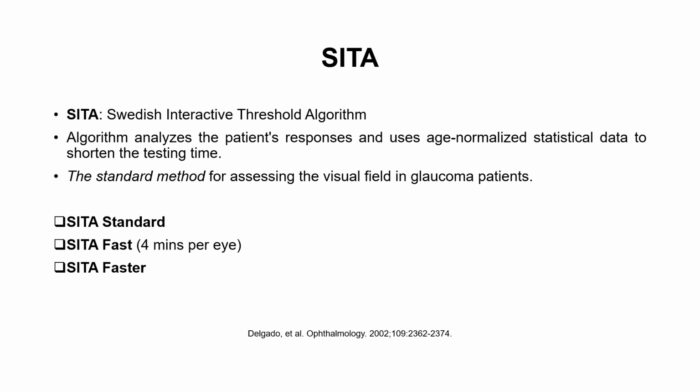How it works: it provides smart questions and smart pacing, and all the factors during the test are considered, trying to produce an estimated threshold at each point using the normal age-corrected threshold value as a starting point. During the test, it recalculates the threshold values and uses all information from every point in order to shorten the test without losing any accuracy. We have SITA Standard, and we have SITA Fast, which only takes 4 minutes per eye, and we have even SITA Faster.